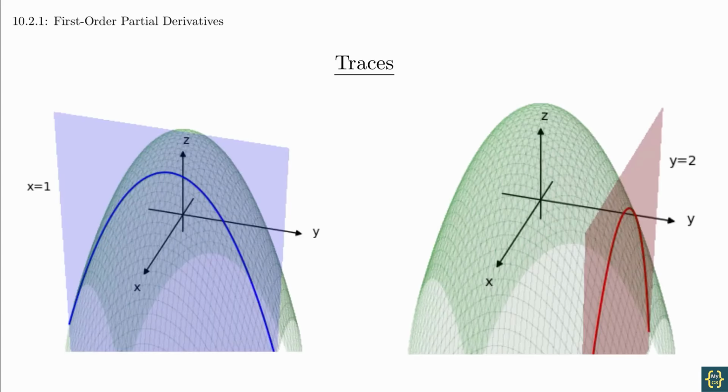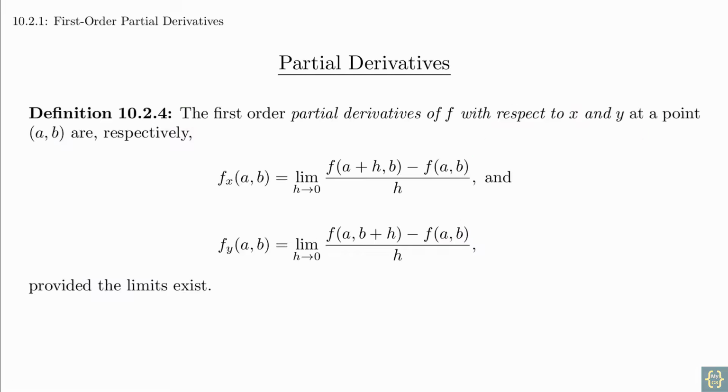Recall that the trace of a function is the function we get when we fix one of the two input variables. When we look at the graph of a trace, we get something that ends up being a single variable function. And since it's a single variable function, we can apply our single variable calculus concepts to it. Specifically, it makes sense for us to ask about the slope of a function along a trace. And that idea is exactly what the partial derivative is.